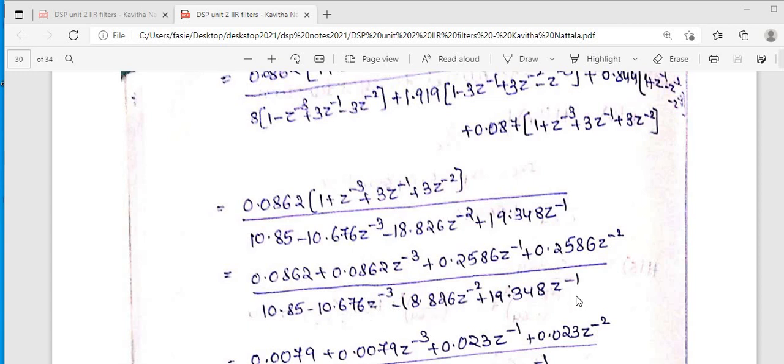At the end, if you multiply 0.806 with 1, 0.806 plus 0.806 z power minus 3 is as it is, 0.806 into 3 will be 0.2586, 0.0862 into 3, the same thing, we will get 0.2586. This is in the numerator. Now, what is the constant I have in the denominator? I had 10.85.